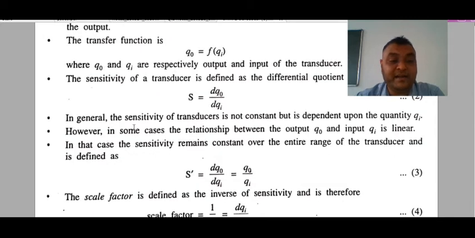Now in general the sensitivity of a transducer is not constant but is dependent upon the quantity Qi. Now students, what this statement wants to say is that the sensitivity of a transducer is not constant. But what is sensitivity? We discussed this term: it means how fast your transducer gives you an output. If we give some constant input and there is even a small change in it, how accurately will it tell you? That is the sensitivity of the transducer. And you can say that the sensitivity of a transducer is not always constant, because whatever instruments you use, the sensitivity factor will deteriorate slightly from its initial value after being used for a long time.